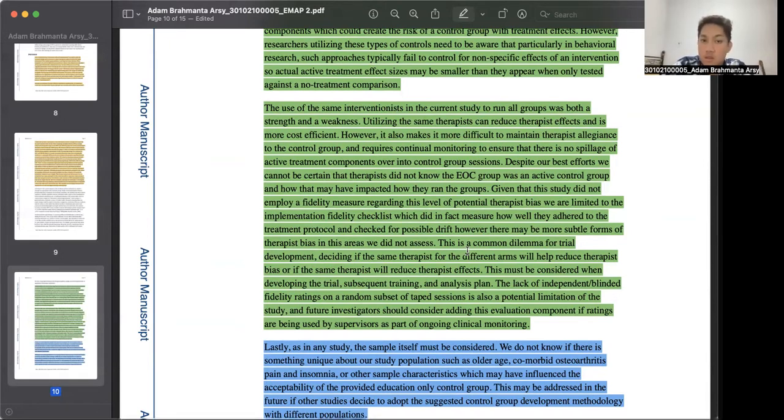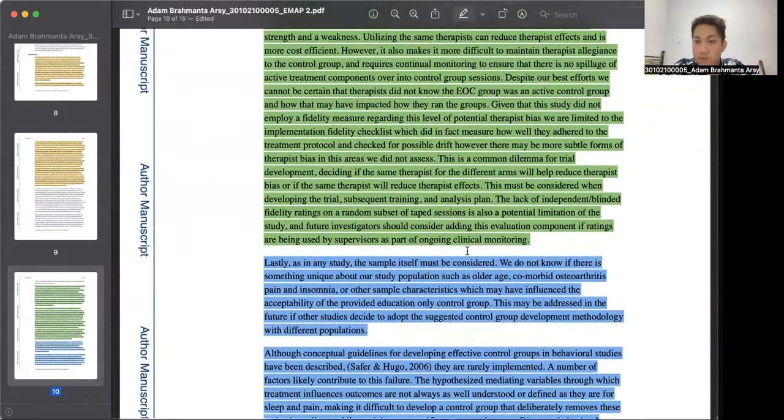Given that this study did not employ a fidelity measure regarding this level of potential therapist bias, we were limited to the implementation fidelity checklist, which did in fact measure how well they adhered to the treatment protocol and check for possible drift. However, there may be more subtle forms of therapist bias in the areas we did not assess. This is a common dilemma for trial development: deciding if the same therapist for the different arms will help reduce therapist bias or if the same therapist will reduce therapist effect. This must be considered when developing the trial, subsequent training and analysis plan.